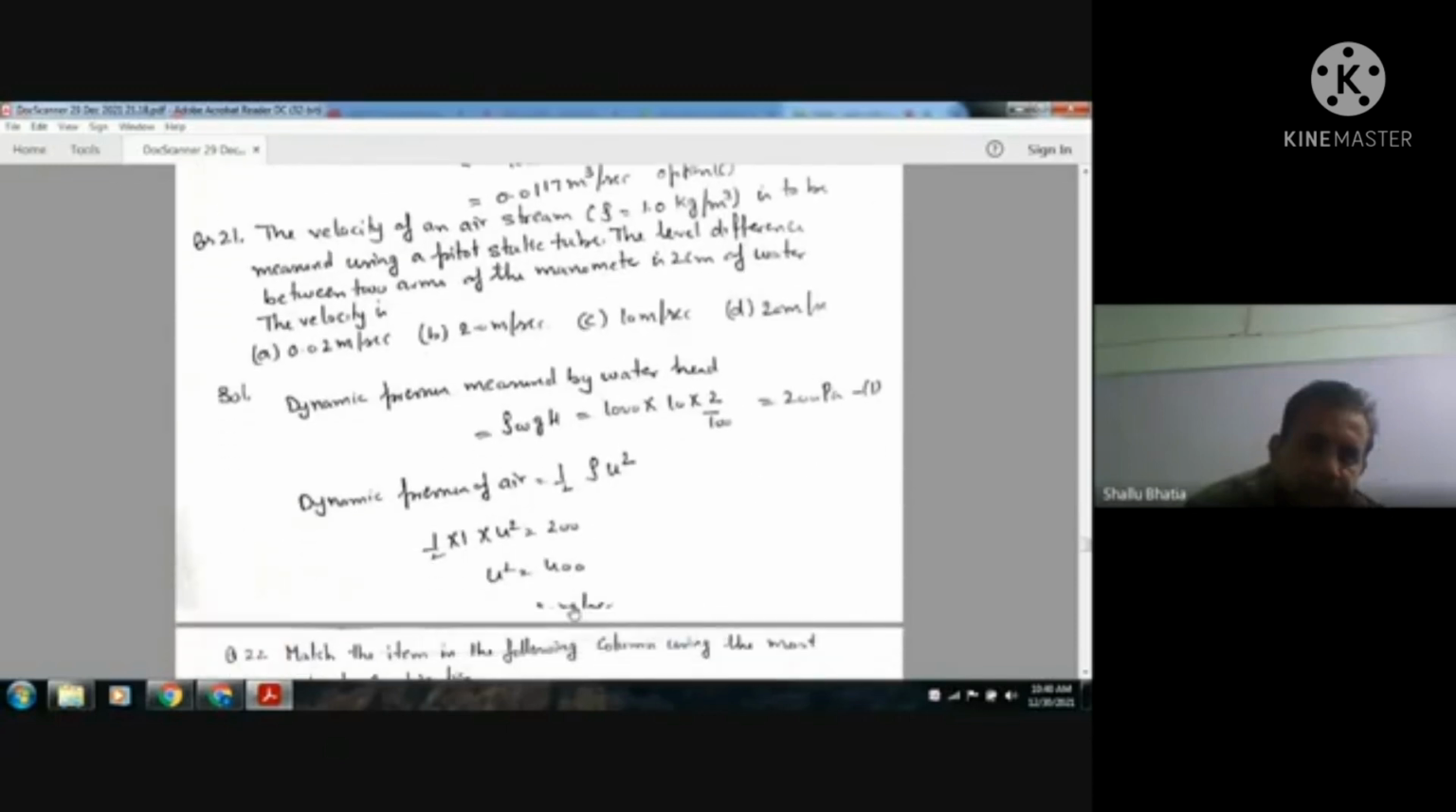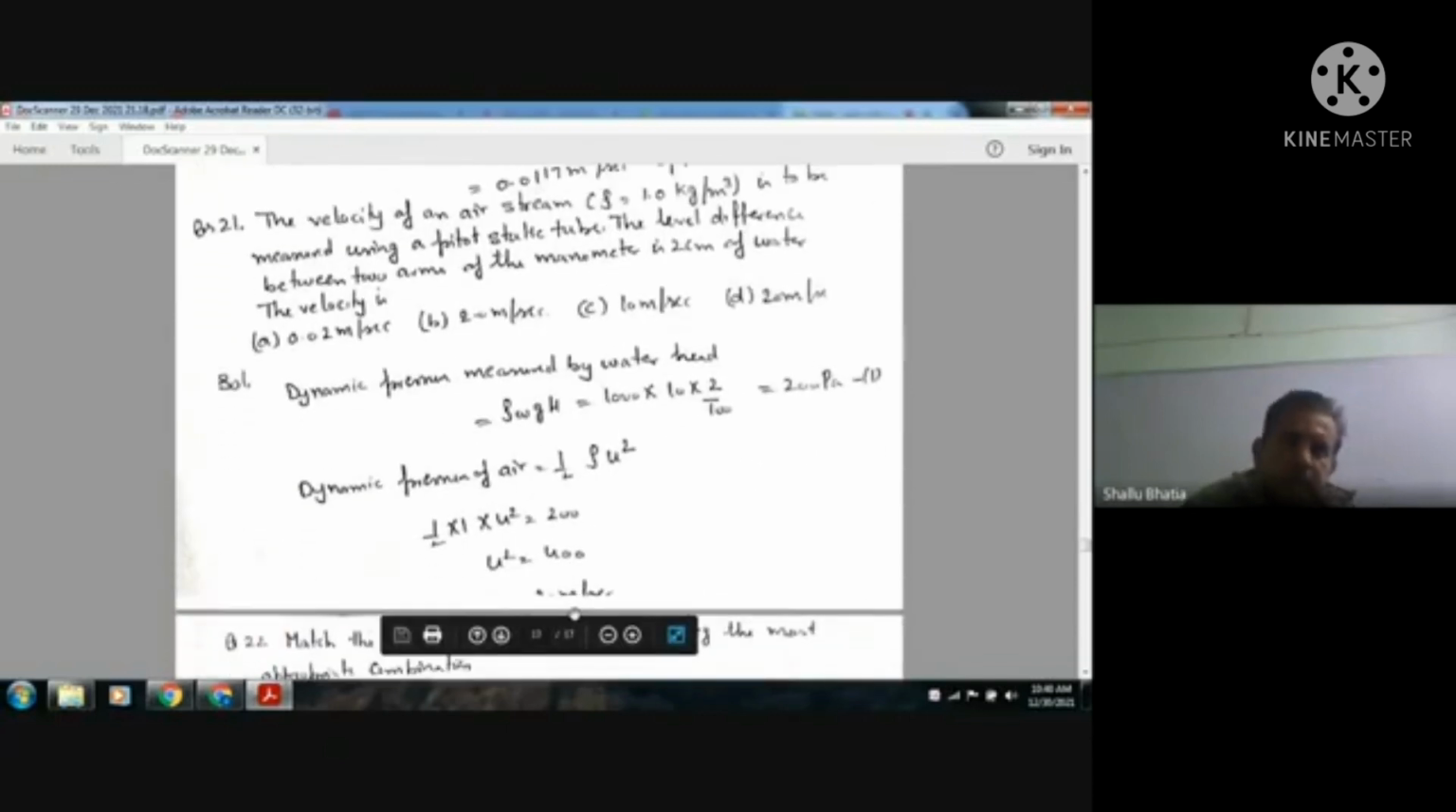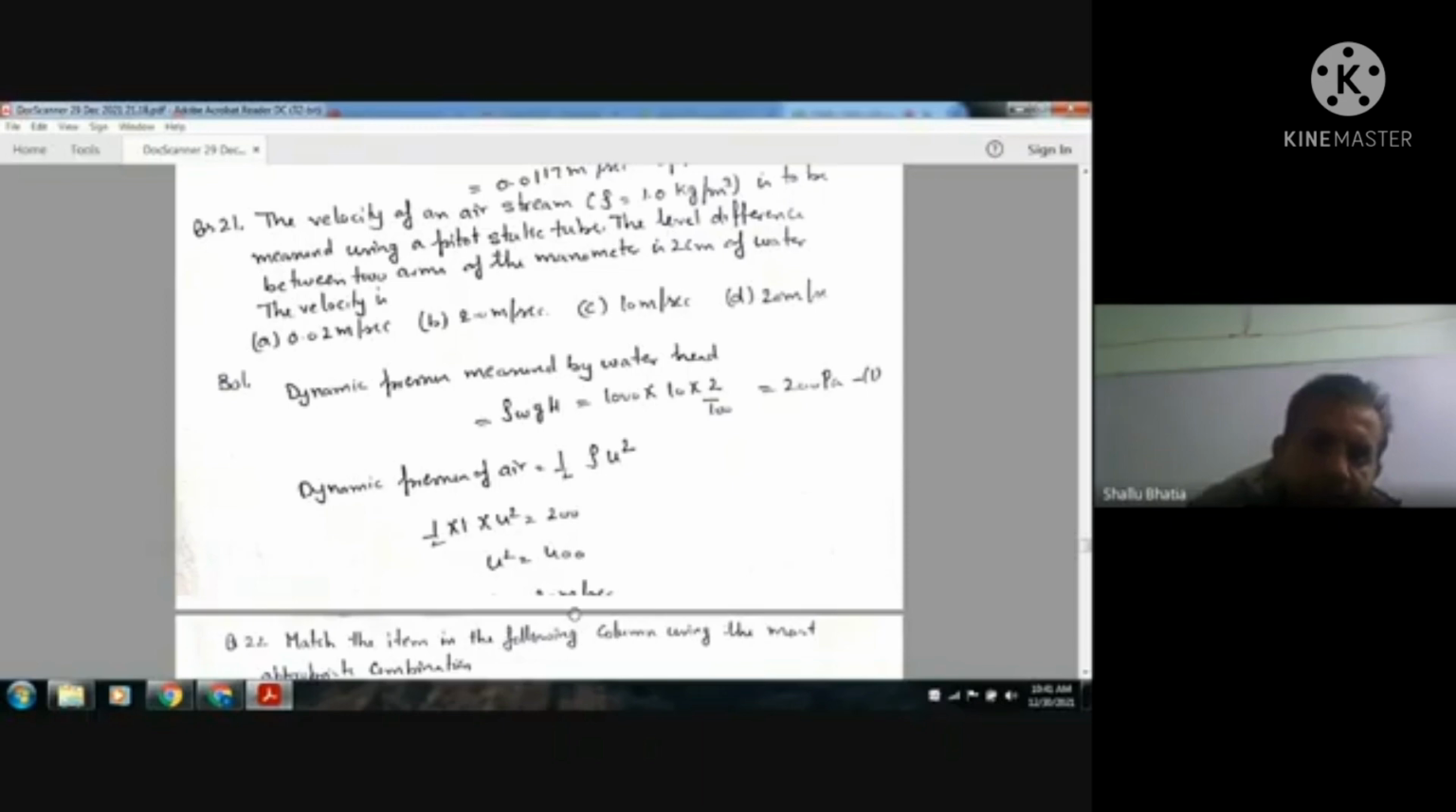Next, the velocity of an air stream, rho is equal to 1 kilogram per meter cube, is to be measured using a pitot static tube. The level difference between two arms of the manometer is 2 centimeter of water. The velocity is option A 0.02 meter per second, option B 2 meter per second, option C 10 meter per second, option D 20 meter per second. Okay.